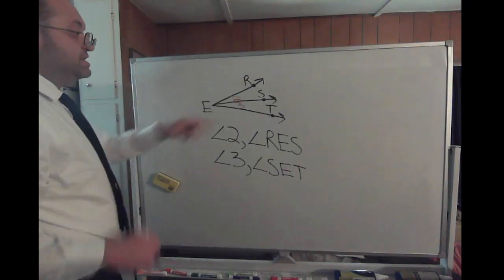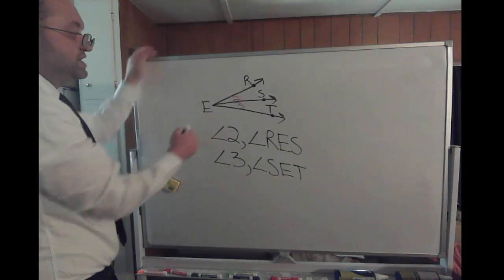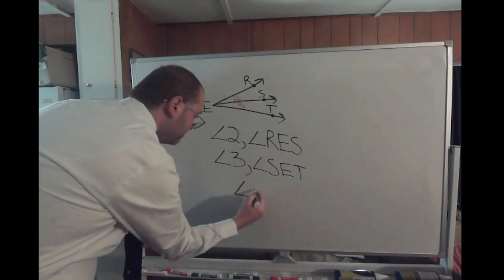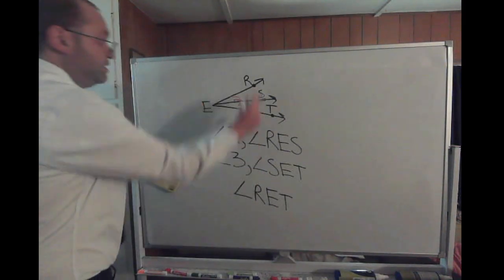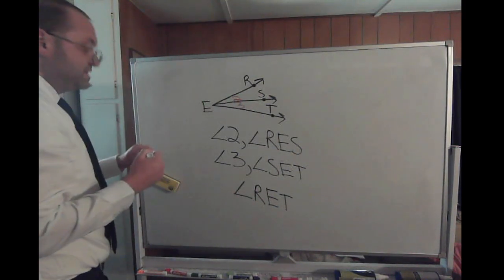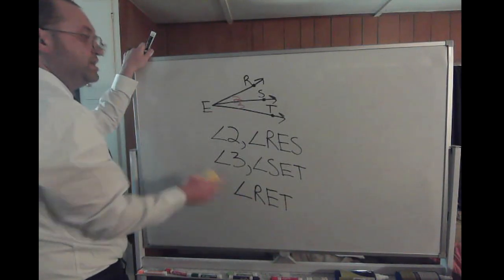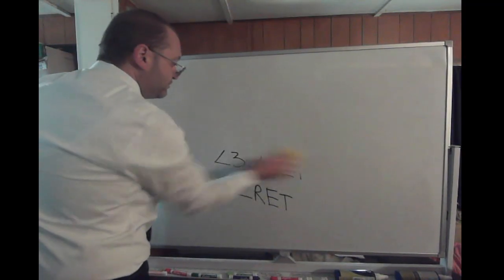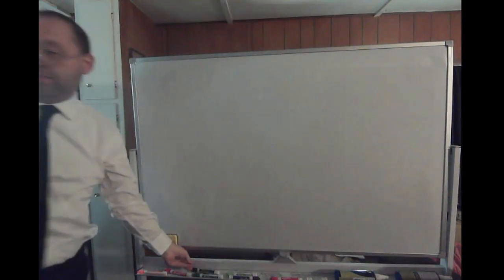And then you can still refer to this as one giant angle, but since there's more than one angle, you don't just want to say angle E, you would want to say RET. So if you're referring to both angles put together, and to combine into one angle, you'll want to say angle RET. So that's how you would deal with more than one angle put together. Okay, so there's the basics on those angles.